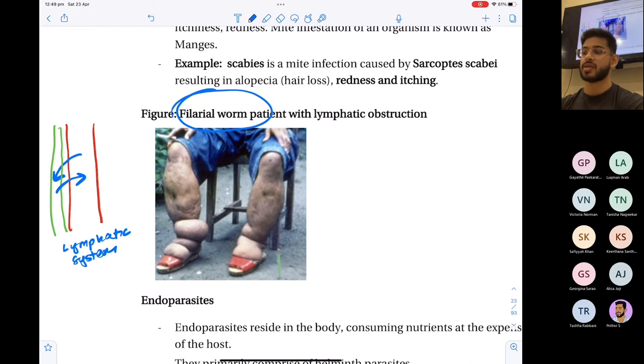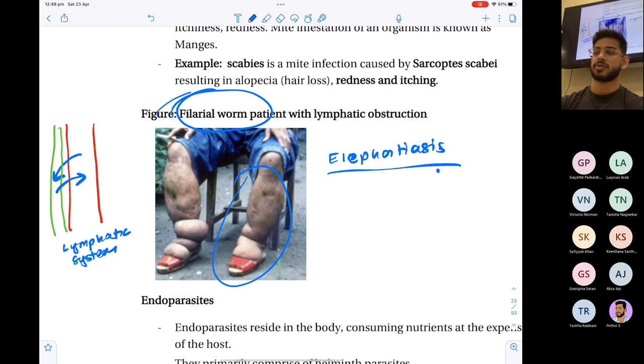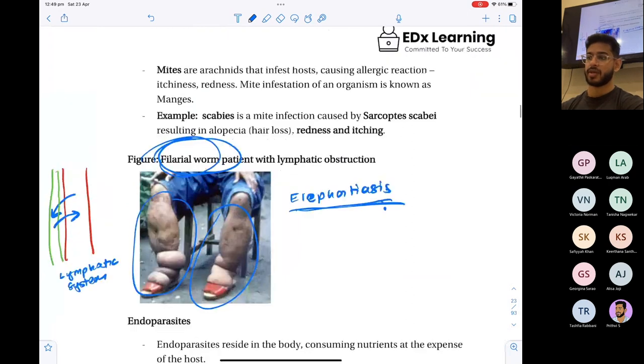You can just remember this. It kind of looks like elephant trunk feet, right? So the disease is also called elephantiasis, caused by this worm. Okay? Good. I use an image because now you're never going to forget it in your exam. Right? If you forget everything, just remember elephant feet, elephantiasis. Okay? Let's move on.